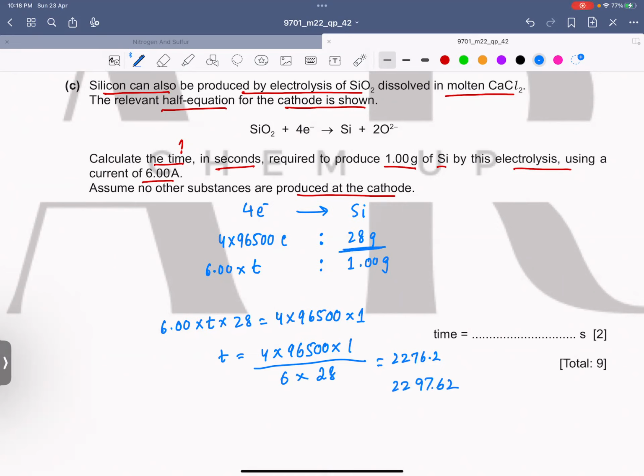Is this value correct or wrong? The Mr of silicon is 28.1. So if its Ar is 28.1, then by putting 28.1, what answer are we getting? 2289.4. Okay, then it would be 2289.4 seconds.